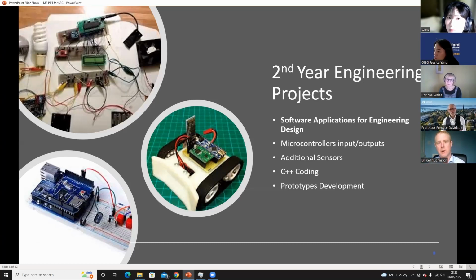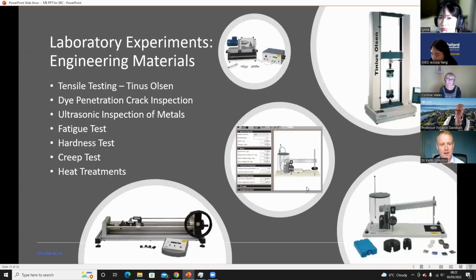The other side of creating things in CAD modeling is really to create the electronic side of things, where we want to create microelectronics. So we're very strong as well in microcontrollers, where you begin to understand about how to create a prototype. So how to create an input, for example, such as a sensor, such as sound or light or touch, and how we can create a system to have an output, such as movement, for example. And we do this in this module as well. It's software applications for engineering design.